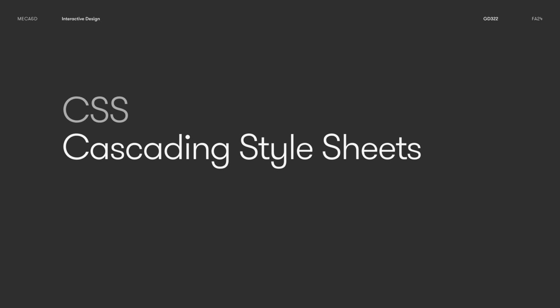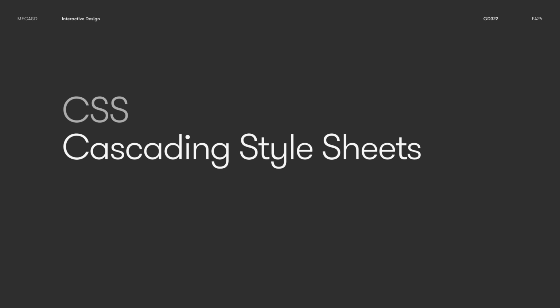Style refers to the visual representation of the screen. And sheets refers to how the CSS is usually handled, which is as a separate file that is linked through the head of the HTML, which we'll look at also in another video.